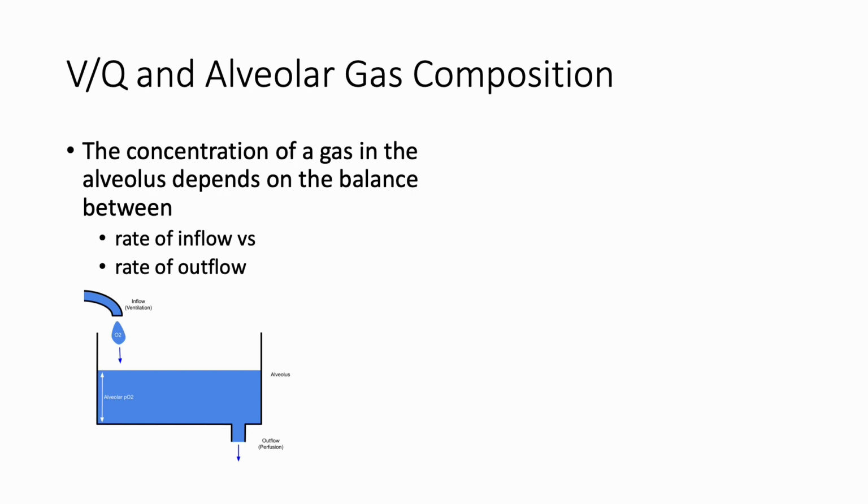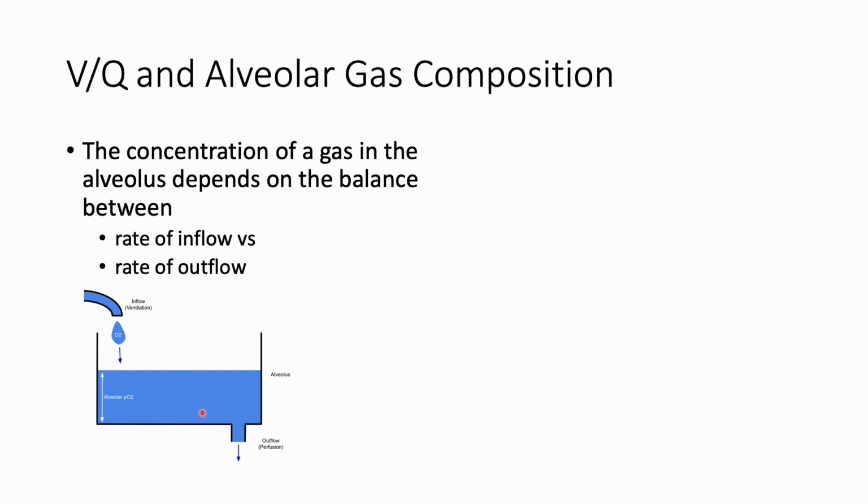The concentration of a gas in the alveolus will depend on the balance between its rate of inflow versus its rate of outflow. And we've already come across this principle when we've discussed hypoventilation, and we've applied it to oxygen and the lungs as a whole. Now all we have to do is realize that we can apply it to individual lung units as well. So for oxygen, if either the rate of inflow from ventilation decreases or the rate of outflow from perfusion increases, this is going to reduce the alveolar concentration of oxygen.